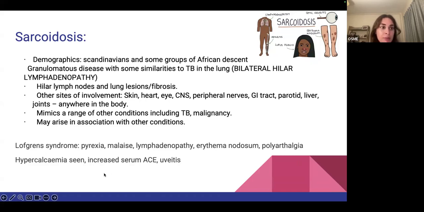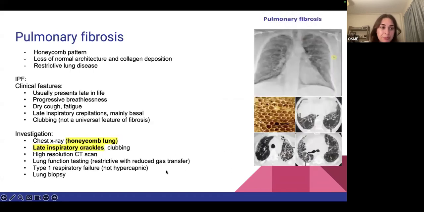Something that might point more towards sarcoid compared to TB is that they'll have hypercalcemia sometimes on the bloods, and they'll have an increased serum ACE, but that's not routinely tested. And in terms of eye symptoms, they'll have uveitis.